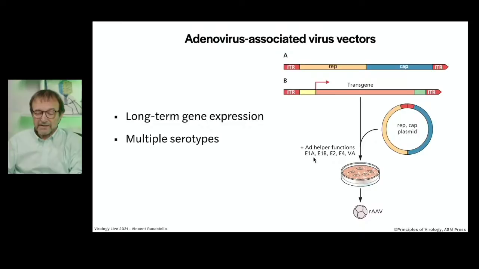So that they include E1A, E1B, E2, E4, and VA. You need all of those DNAs from adenovirus to get AAV to reproduce. So you take the RepCap plasmid also, you put it in with the transgene because you want to package the AAV. So the RepCap will reproduce the viral DNA and it will make capsid protein. Helper functions allow the reproduction to occur, the DNA replication, and out comes recombinant AAV.